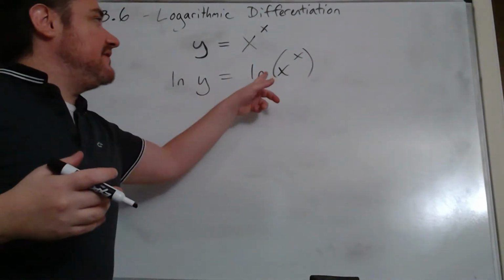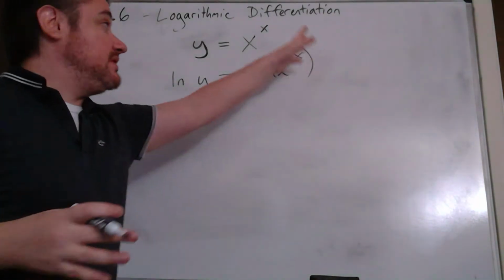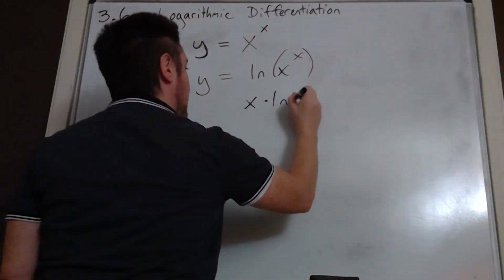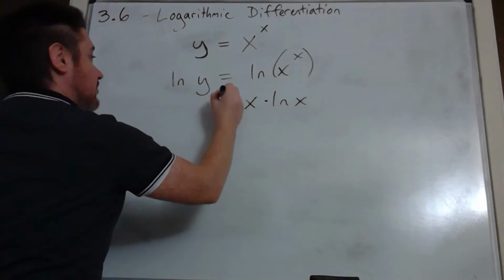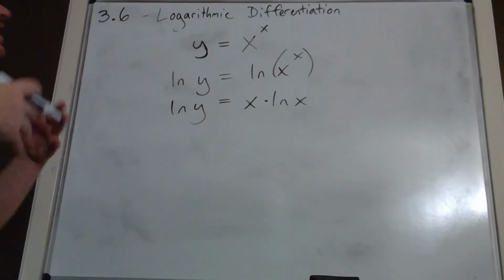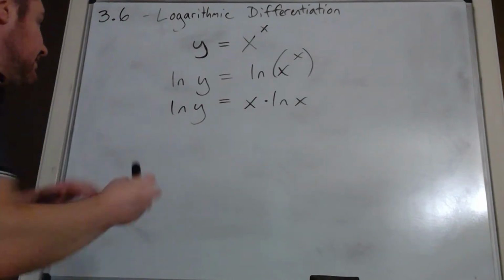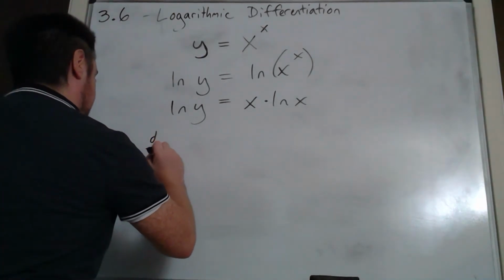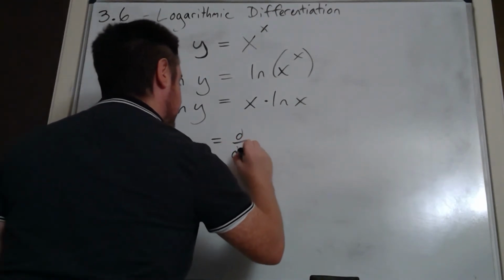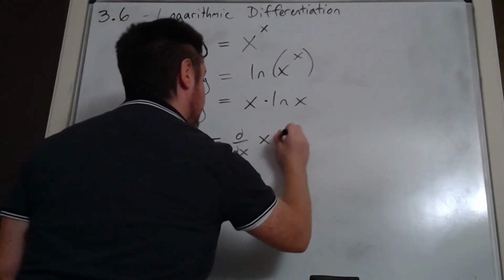All right, great. What can I do here? I've got natural log, I've got this exponent, so we can bring the power down. Here I've got x times natural log of x. So bring this x down using one of our log properties, and we've got that. Okay, let's apply d dx to both sides. So I've got d dx of natural log of y is equal to d dx of x times natural log of x.